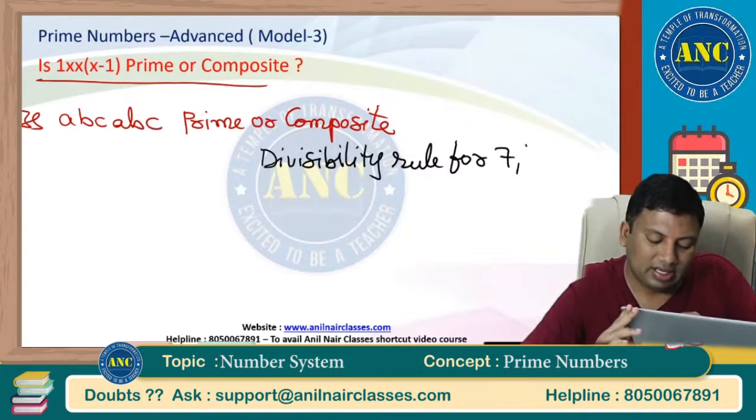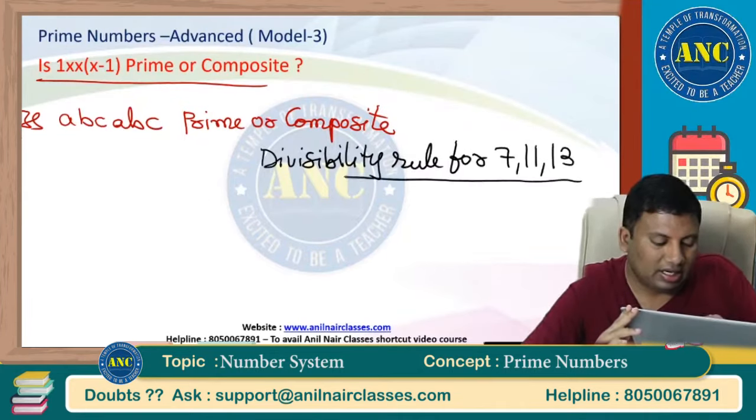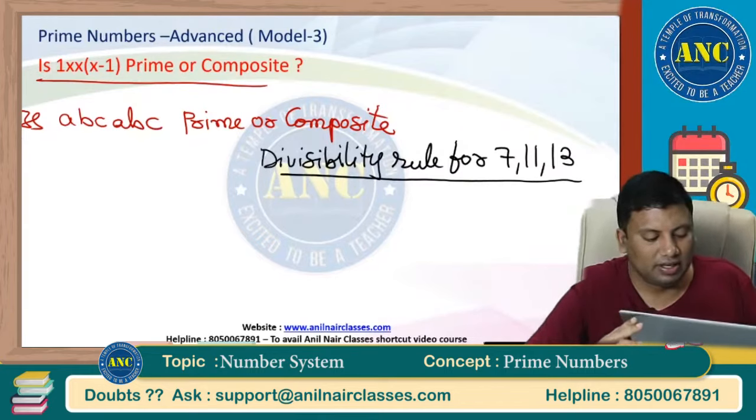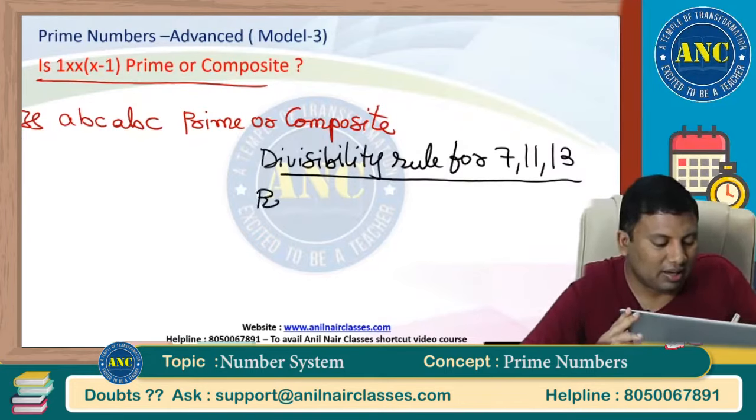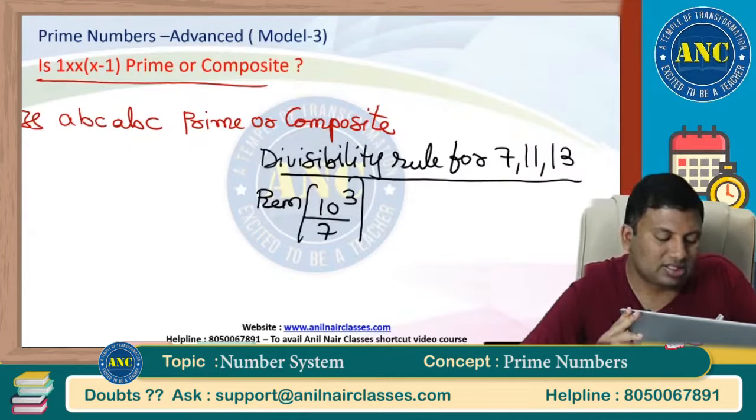Now listen carefully, sir. Divisibility rule for 7, 11, 13. Reminder 1: 10 cube divided by 7. 7 ones are 7, remainder 3. 3 cube is 27, minus 1.